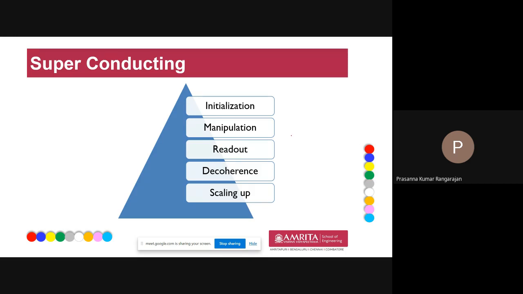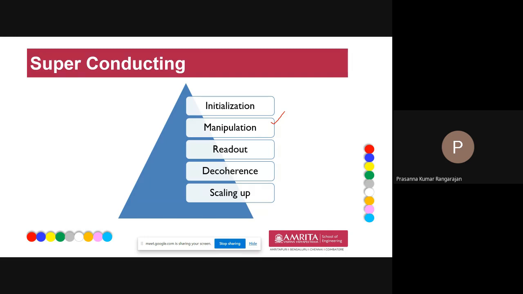So once the manipulation is done, we will be getting some quantum gates, using which we can build our quantum circuit. As I told you, quantum circuits are universal. So once it is built, we can use it for a number of applications. The third one is readout. Once the manipulation is done, that is, the gates are done, they are measured to obtain the output in the form of classical output.